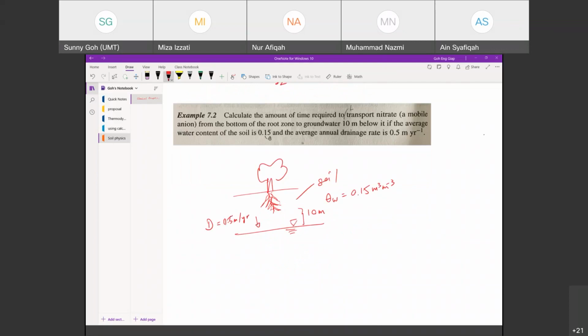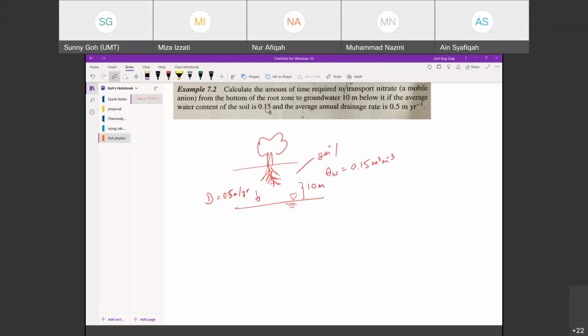So now the question is, can you calculate the amount of time? We want to find the time needed for the nutrient, anion, nitrate, to go from here to here. So how much time is needed? We need to find the time.